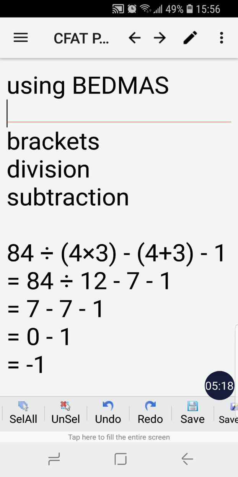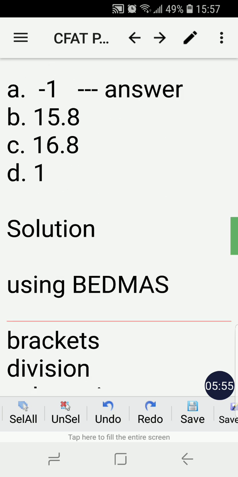Okay, and then now the next step is division. So we get 84 divided by 12, that's the division, is equal to 7. Then I just copied minus 7 minus 1. So we got 7 minus 7 minus 1. And then now the third step is subtraction. So 7 minus 7 is equal to 0, and then 0 minus 1 is equal to negative 1, which is letter A, the correct answer.